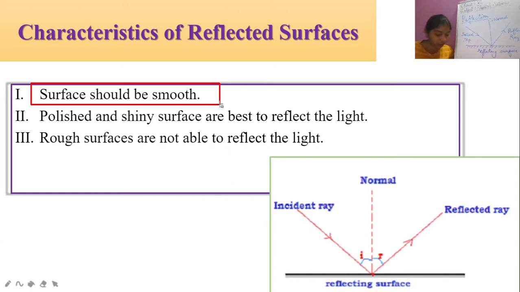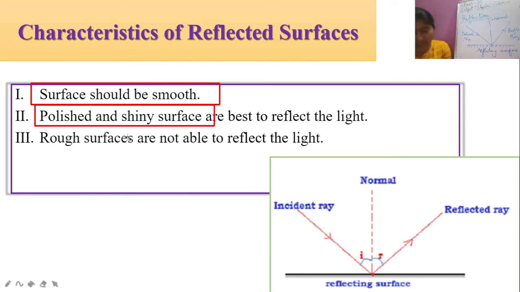If I talk about this notebook, it does not reflect the light, right? We cannot see the person who is there because it's a rough surface. The back of this mirror is not a reflecting surface, so it does not show you anything. This one is a shiny surface. So these are the few points: the surface should be smooth, polished and shiny, and there should be no roughness, in order to reflect the light.